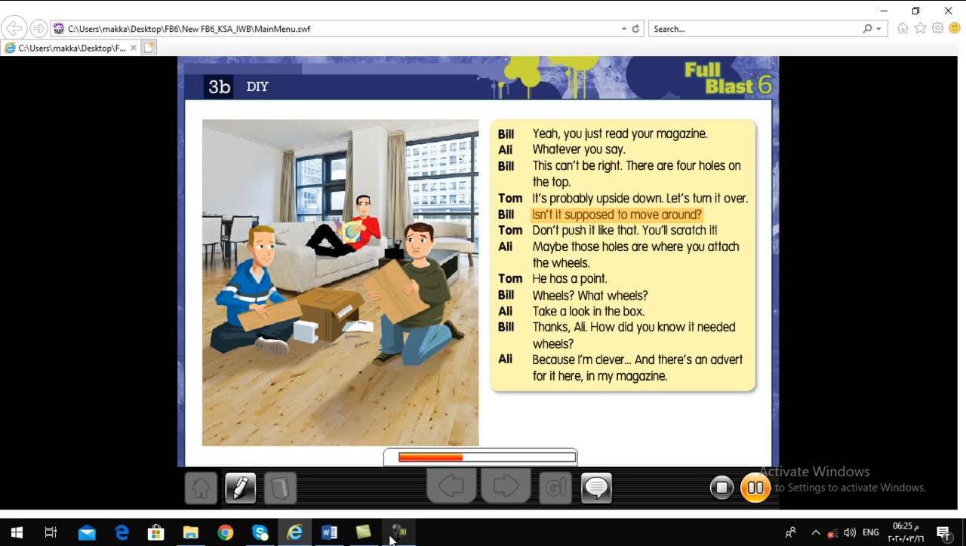Isn't it supposed to move around? Don't push it like that. You'll scratch it. Maybe those holes are where you attach the wheels. He has a point. Wheels? What wheels? Take a look in the box. Thanks, Ali. How did you know it needed wheels? Because I'm clever. And there's an advert for it here in my magazine.